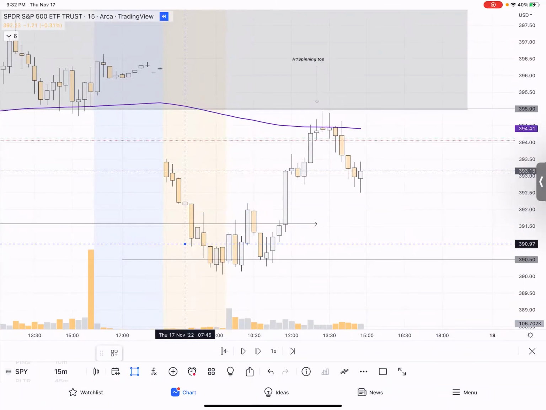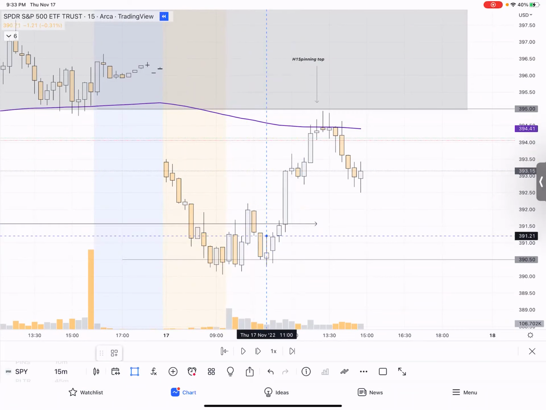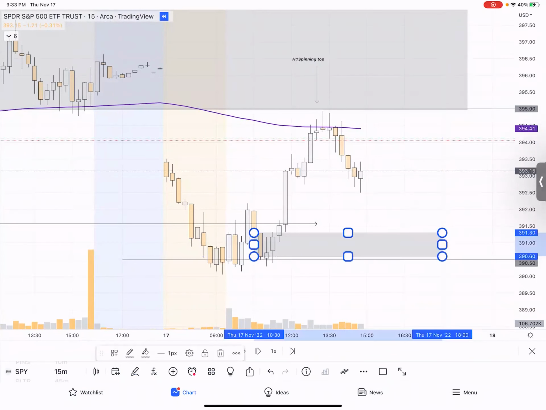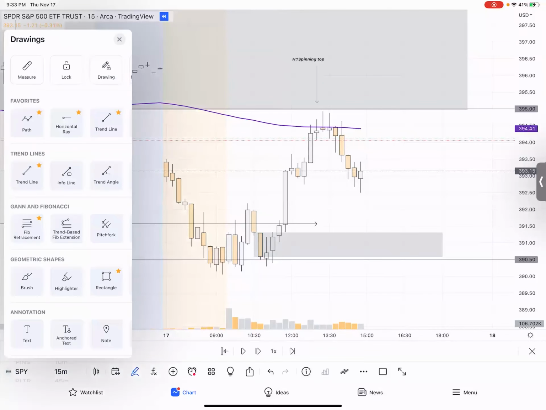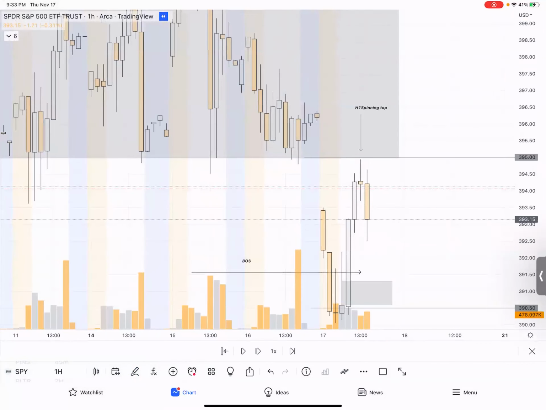So for supply and demand, on the 15-minute, we're looking for the first red candle before an aggressive up move or push to the upside. So this is the first red candle before our push to the upside. Mind you, on the 1 hour, we already saw our spinning top retesting structure. I noticed this at around 1 o'clock.